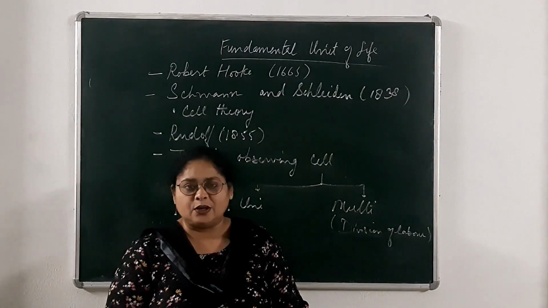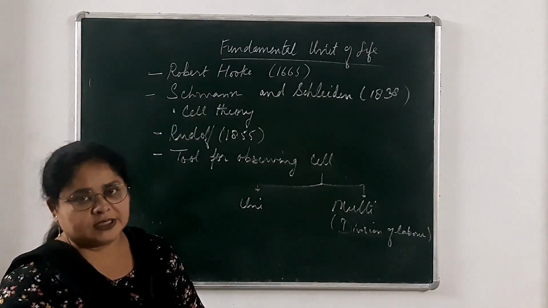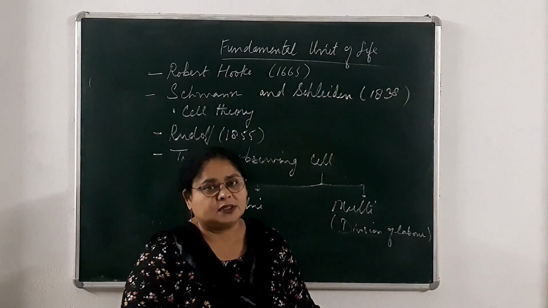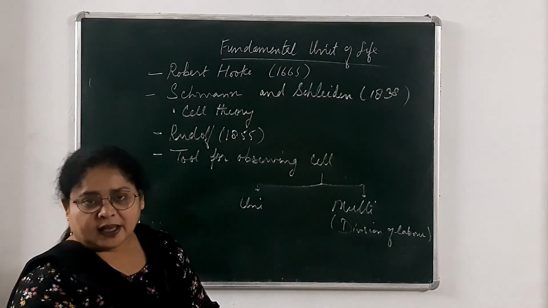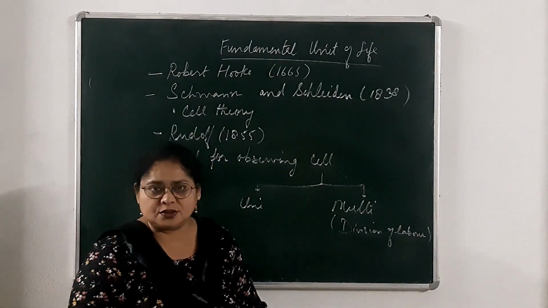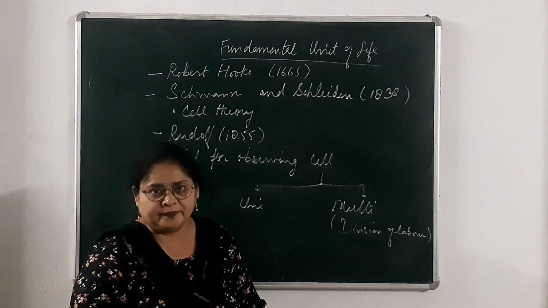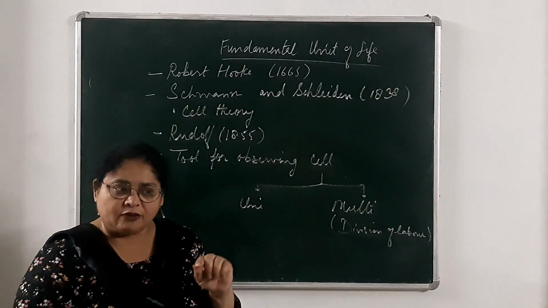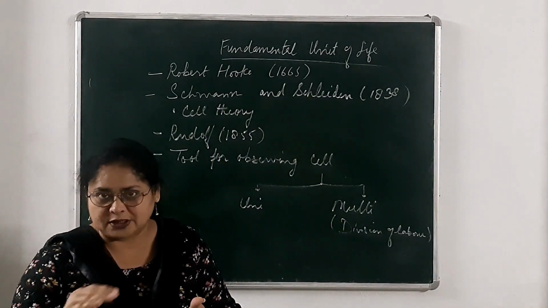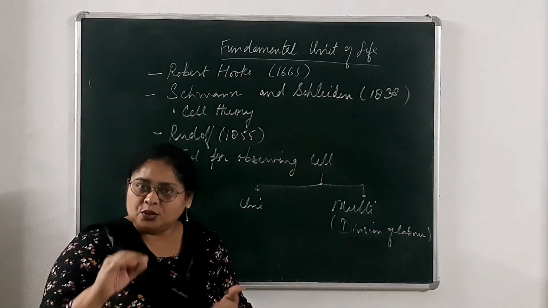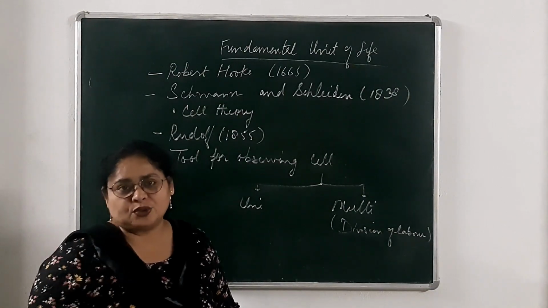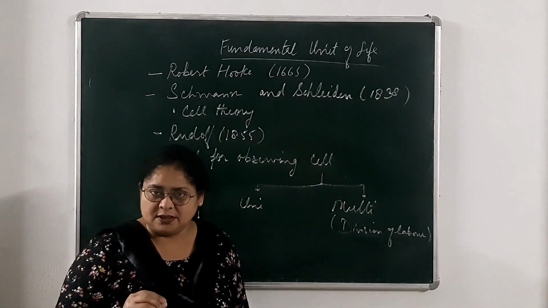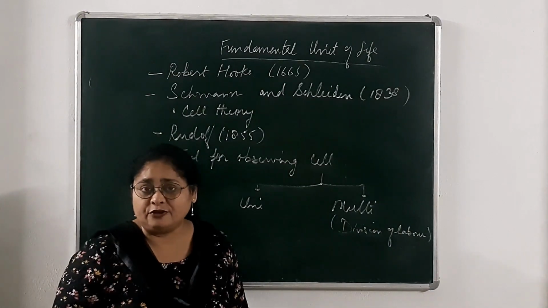Why? See, there is a long history behind the discovery of the cell. It happened in the 17th century, near about 1665, when a mathematician, or he was a physicist also, Robert Hooke. He was not a biologist, he was a physicist, and he was observing a slice of a cork. Cork means it's kind of wood, you may say. So he was observing that wood through his own made microscope, and he found that there are small chambers in that particular slice of cork.